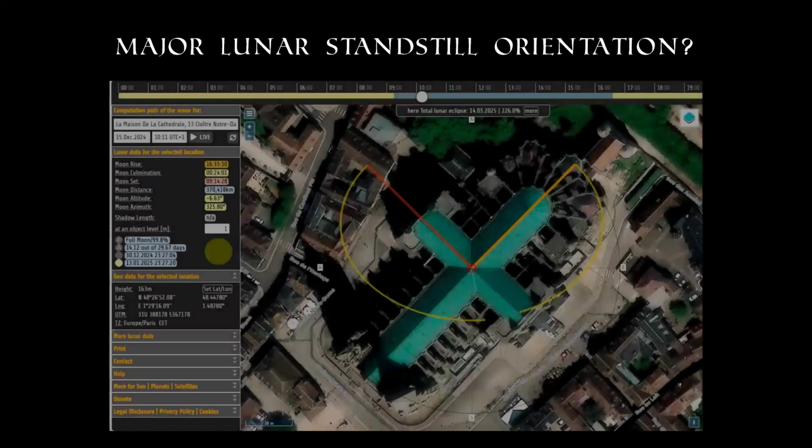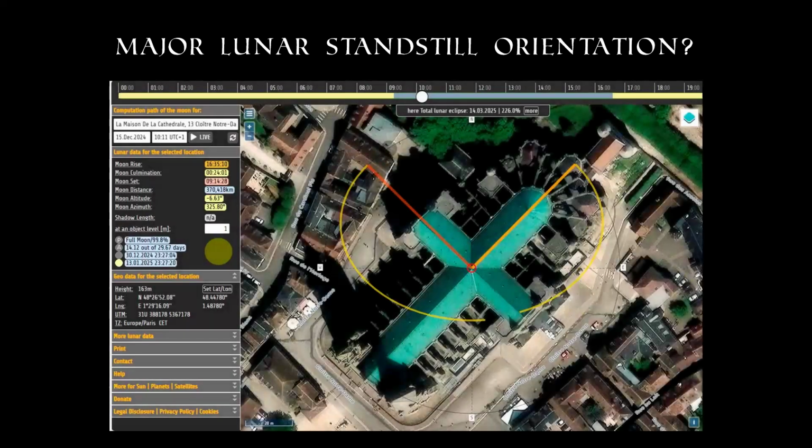And that is exactly, if you look at this, that is so accurate. And that's actually today. If you look at the date on there, it's the 15th of December. So this is where the moon will be rising from today, directly in alignment with Chartres Cathedral.